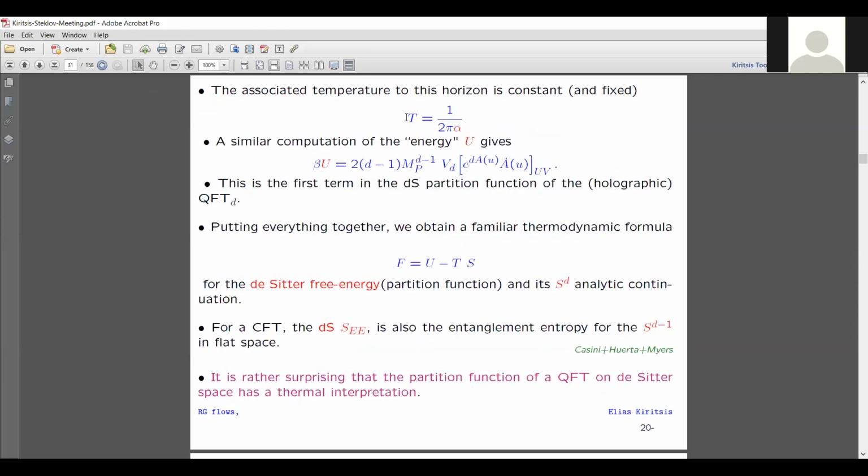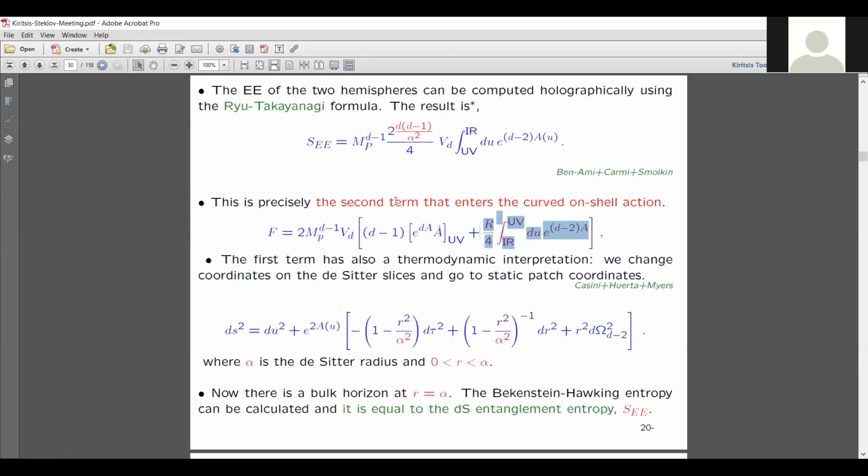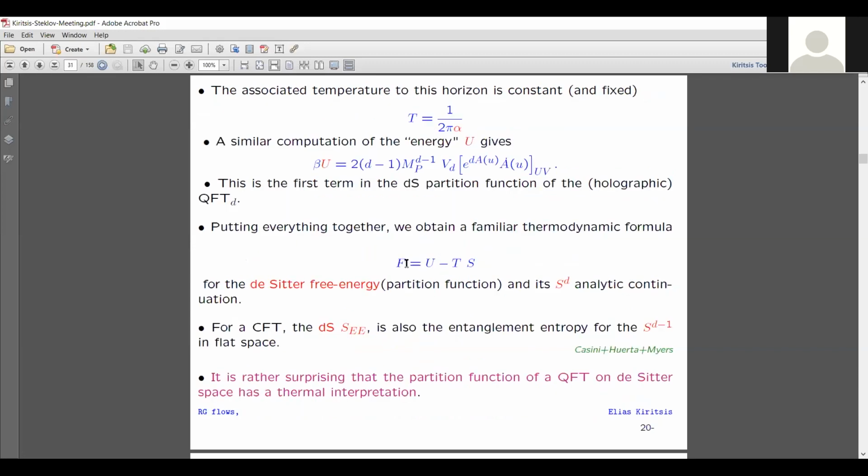And in fact, the entanglement entropy now became normal thermodynamic entropy. There is a temperature, as you know, in this case, which is the Hawking temperature, which is 1/2π times the curvature radius of de Sitter. And then you can use the thermodynamic formulae to calculate the energy. And the energy gives you this formula, and this formula is precisely the first piece in the on-shell partition function we calculated. Therefore, our free energy can be written as U minus TS.